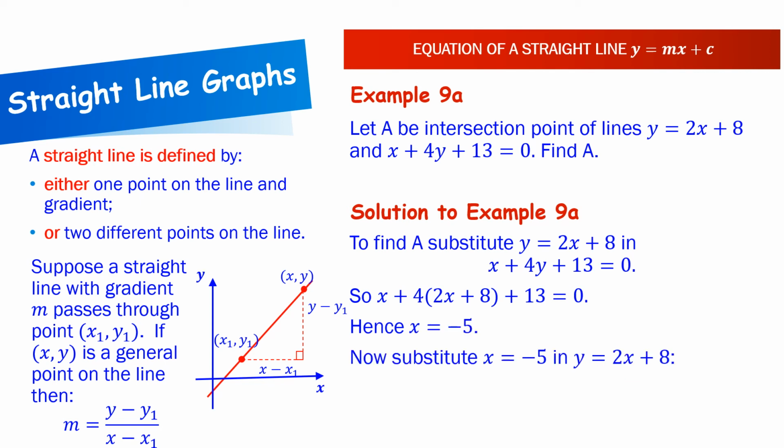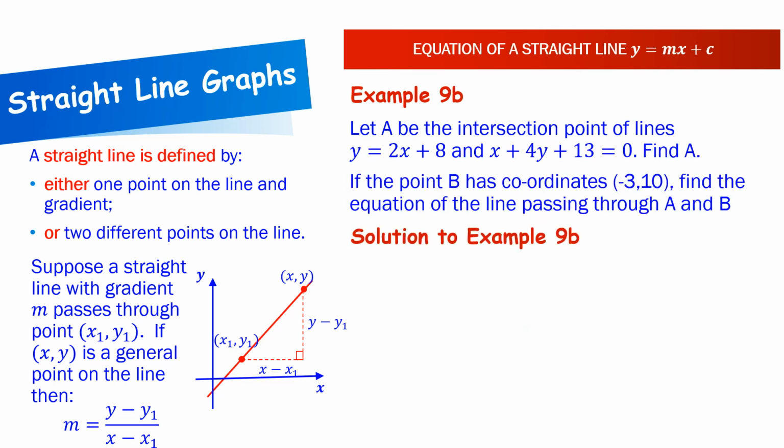Now substitute x equals minus 5 in y equals 2x plus 8, as shown. And tidying up gives us y equals minus 2. Therefore, A is equal to (-5, -2). Now solve example 9b.